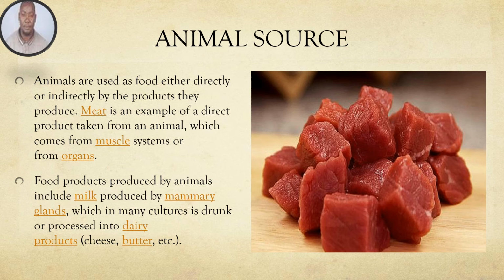Over now to animal source. Animals are used as food either directly or indirectly by the products they produce. Meat is an example of a direct product taken from an animal, which comes from the muscle system or from organs. As seen in this picture, beef is a good example. Food products produced by animals also include milk produced by mammary glands, which in many cultures is drunk and processed into dairy products such as cheese, butter, etc.